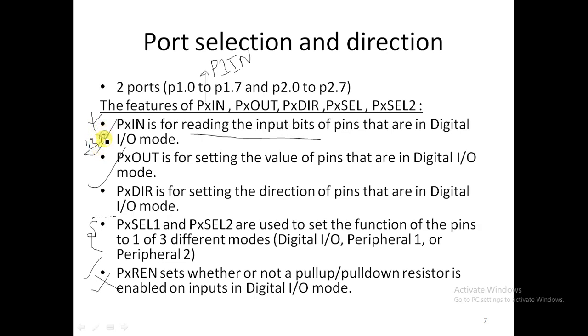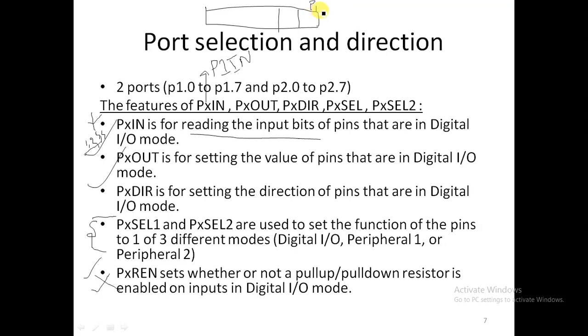Now, x represents the port. Suppose I take P1DIR: it means that in port 1, which pins should be made output, or which pins we are going to send data from and receive data on. These are the pins here. In the first experiment, we will make P1.0 high here, so we are going to send the data to this one.